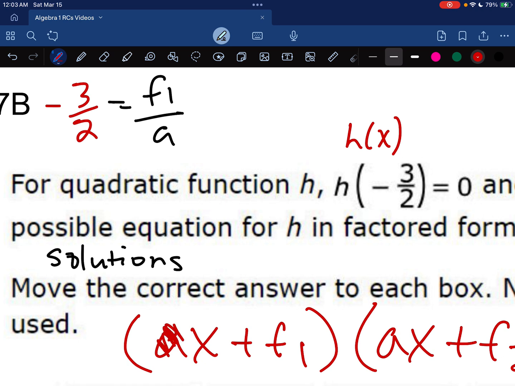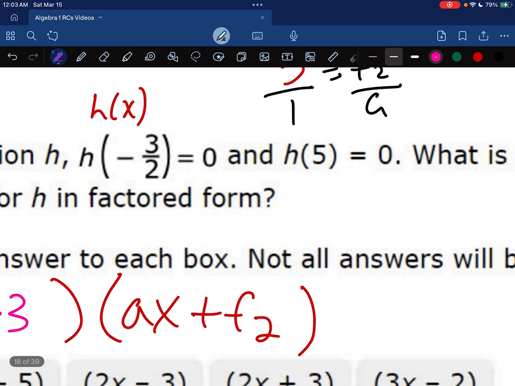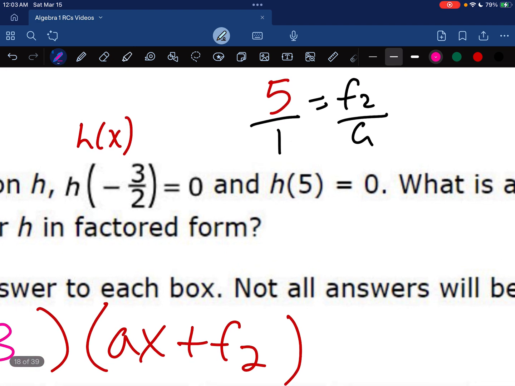Okay, you're correct. It would be +2. What would be your f1 value? -3. Because remember, these are your solutions. This was the factor form if we're doing our x method. Then looking at this one, remember, it was 5, but we're going to put a 5 over 1 just to make it a fraction. What would be our a value?